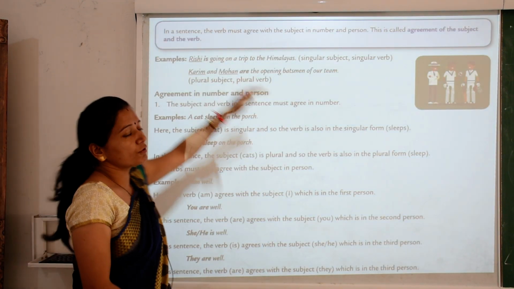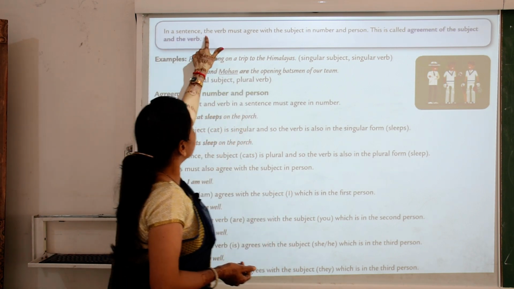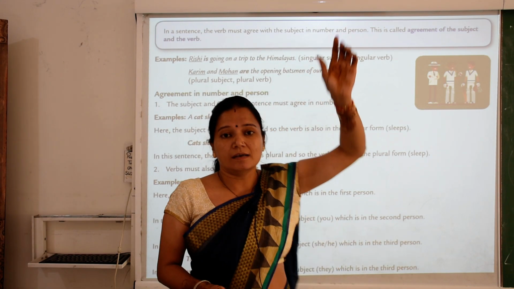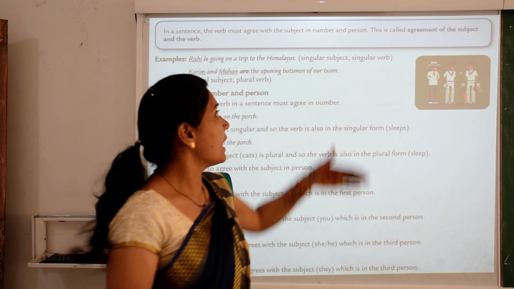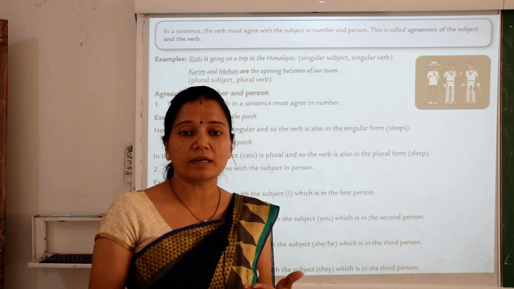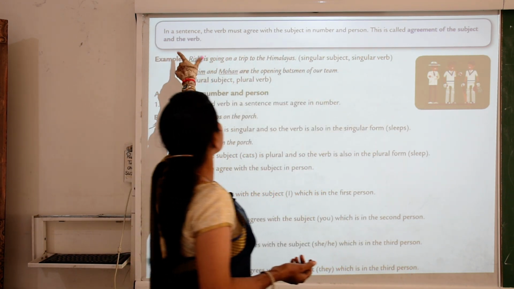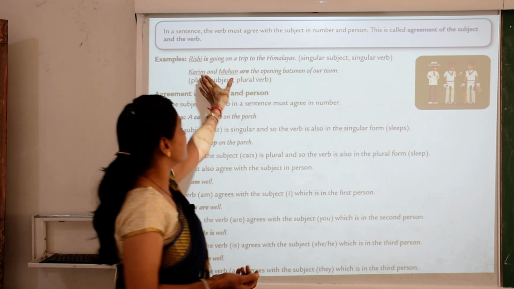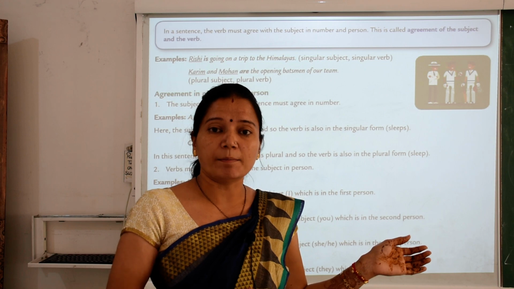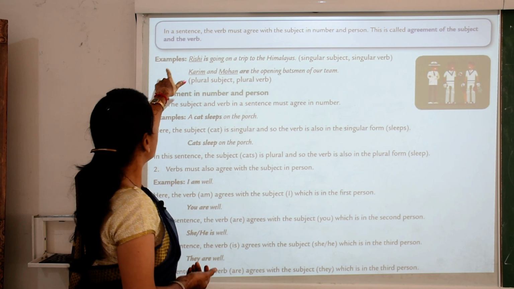Let's see the next. What is subject verb agreement? In a sentence, the verb must agree with the subject in number and person. Number means singular and plural, and person means first person, second person and third person, which I have already explained to you. This is called agreement of the subject and the verb. When the verb agrees with the subject in number and person, that is our subject verb agreement. Let's see the example.